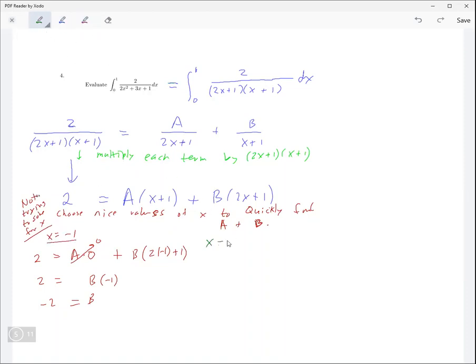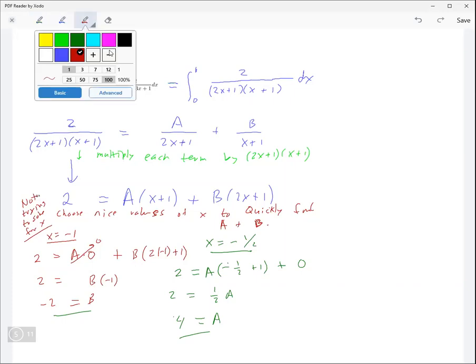And then what you can do is wipe this one out by setting x equal to -1/2. You still have a 2 on the left-hand side, and then this becomes -1/2 plus 1. And then this just gets wiped out because when you put -1/2 in here, that goes away. So this is 1/2 a is 2. That means a has got to be 4.